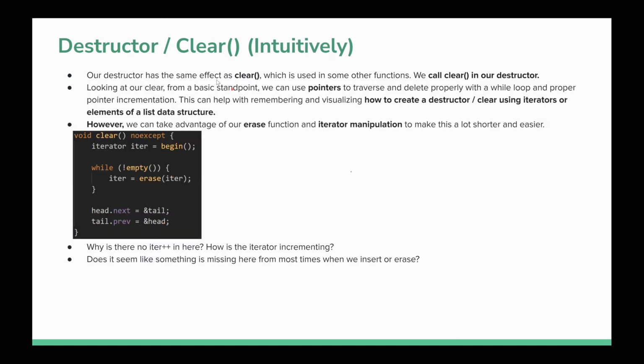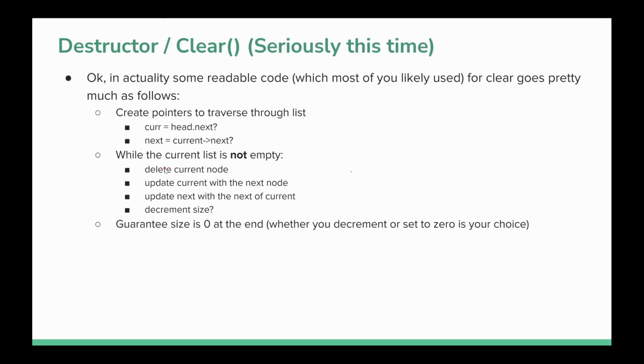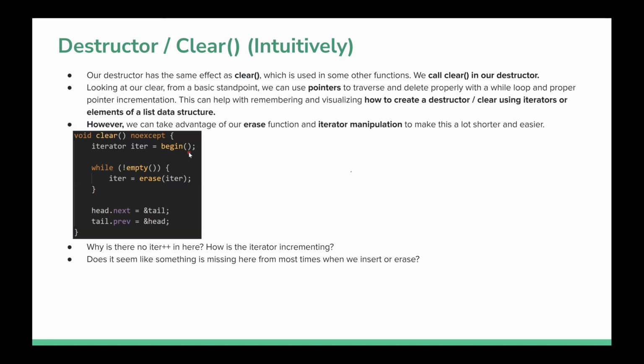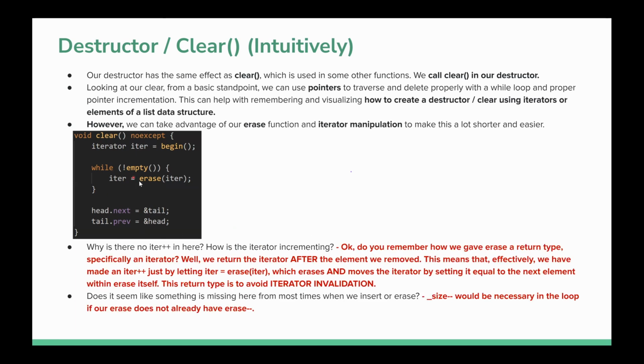So as far as readability, this is pretty much this, right? But this is a for loop, this is just a while loop. And I'll explain this. There's questions here. Yeah, so why is there no iter plus plus? Typically we see iter plus plus in our loop. Well, if you remember, we gave erase a return type, which is an iterator. And I remember some people had wondered, why are we using a return type of an iterator? And why is it not just void? Why are we not just doing something?